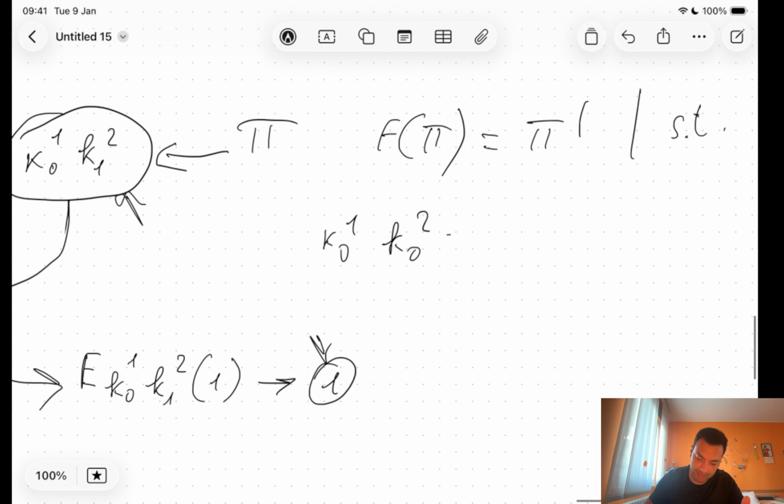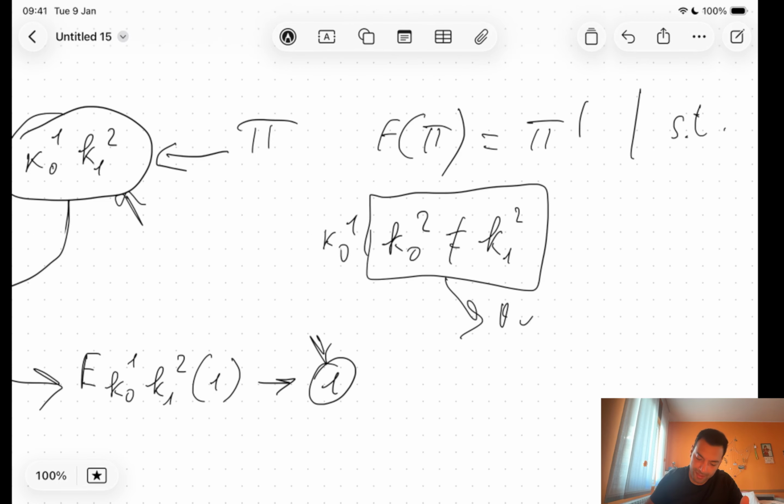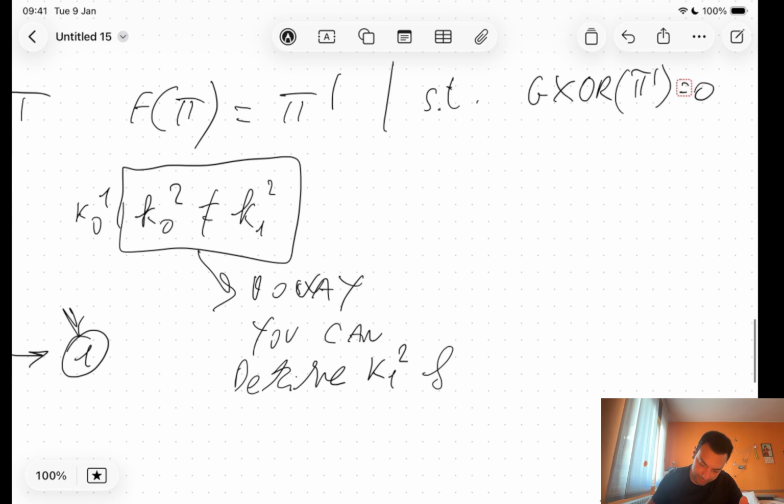But the problem is that key 02 is completely different from key 12, right? And there is no way you can derive K12 from K02. And this is not an assumption, it's something that you have by construction, right? And so this is it, right?